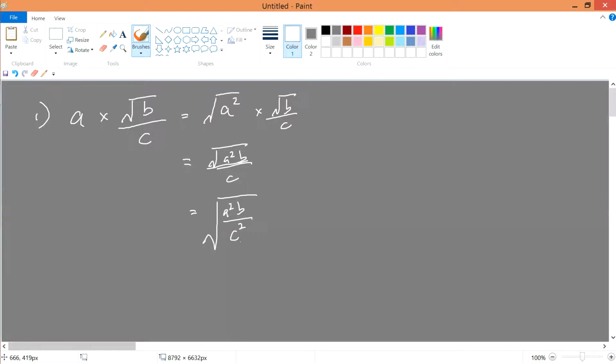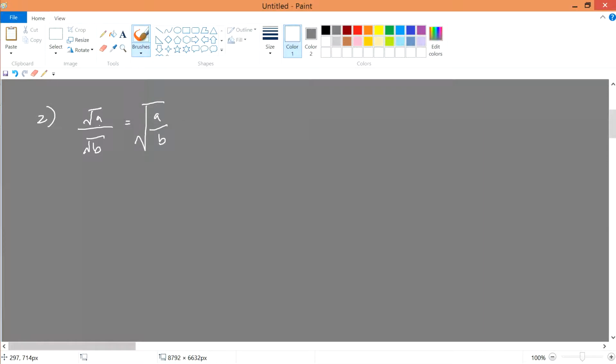If you don't know what I mean, just type in some numbers. If a equals 1, b equals 2, c equals 3, go and play with numbers with this general equation. You should find this fairly useful. Alright, square root a over square root b equals square root a over b. Alright, this is just some proof.